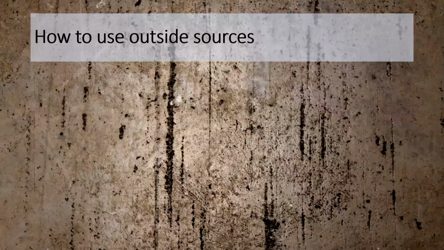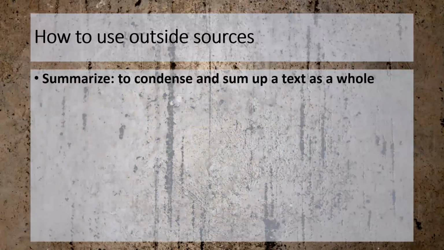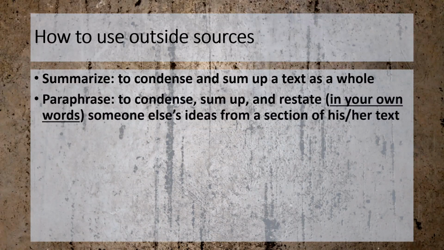So as we think about how to use outside sources, there's really three ways. You can summarize to condense and sum up kind of the text as a whole. Paraphrase, you can condense, sum up, and restate someone else's ideas from a section of the text, right? So you wouldn't paraphrase the entire text probably, but you may take a large section of the text and sum it up. Typically, paraphrasing is a way to take several pages and sum it up in a few sentences or a paragraph, right?